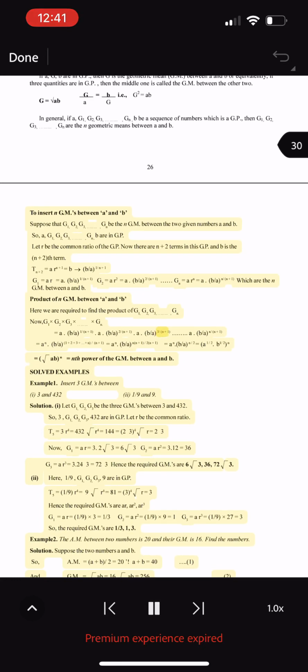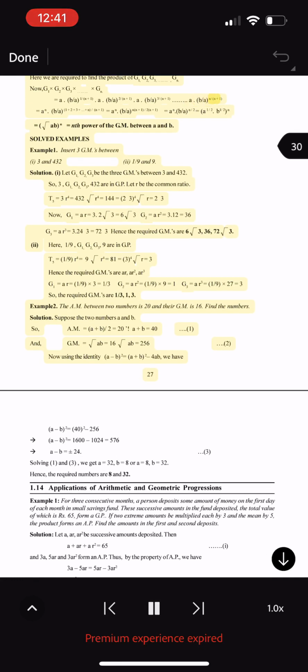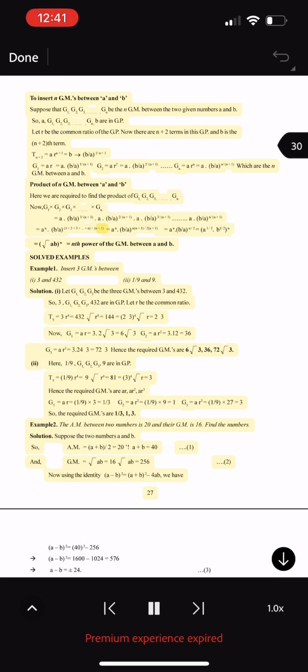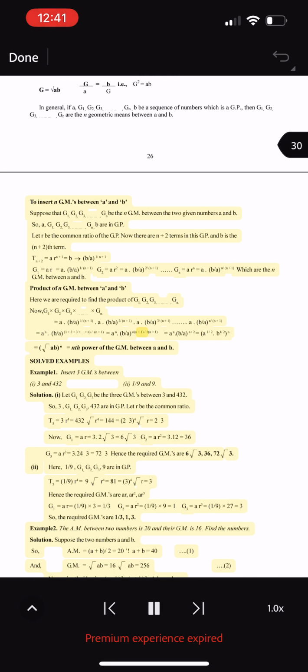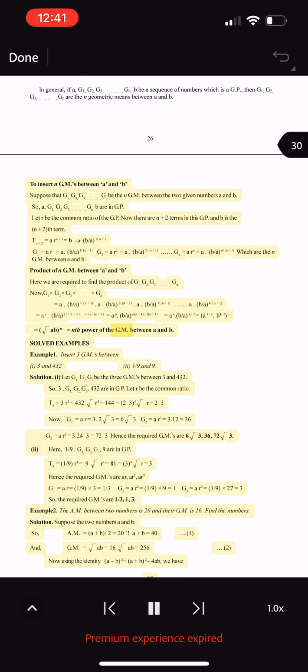b 3, n plus 1, b n plus 1, equals n, b 1 plus 2 plus 3 plus n, n plus 1, equals n, b n plus 1, 2, n plus 1, equals n, b n2 equals a 1, 2 b 1 2, n equals ob. N equals nth power of the GM between A and B.